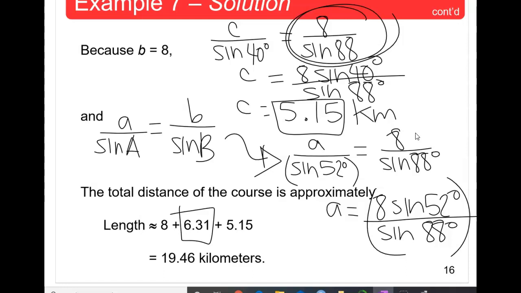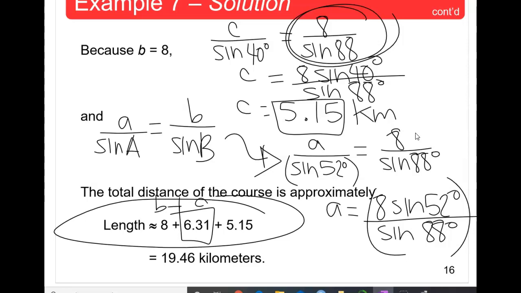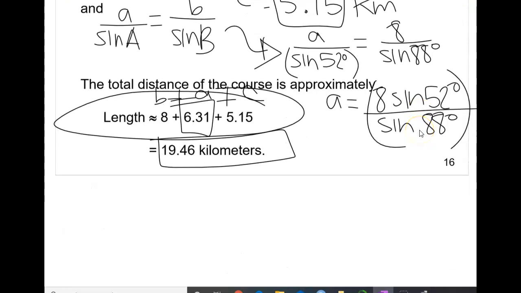Now remember, the question was to find the length of the race, or the perimeter of the triangle. So that makes sense that we add them. So this is like B plus A plus C, and we get 19.46 kilometers. And so this is the end of the video.